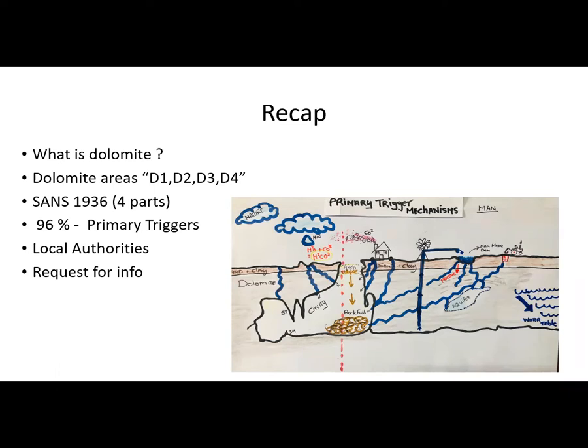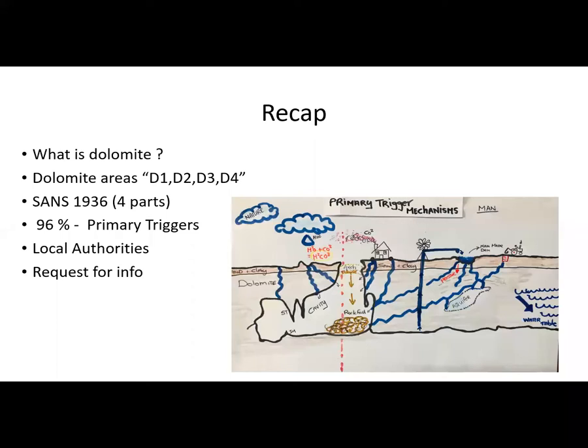I also mentioned that 96% of sinkholes and subsidence occur where man is involved. Once again, I put the picture up to remind you that wherever man is involved, we are digging up, making dams or drawing water out of below the surface. As infrastructure grows, you have more digging and more erosion, and eventually we're dealing with water that starts to dissolve the dolomite at a faster rate. I also spoke to you about engaging with your local authorities to find out if you're in a dolomite area and if there are any special requirements.